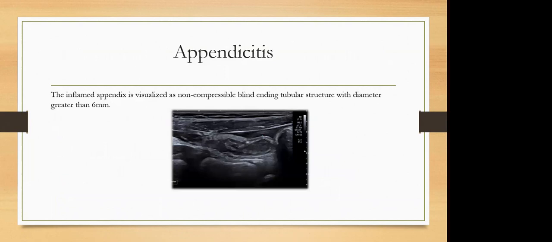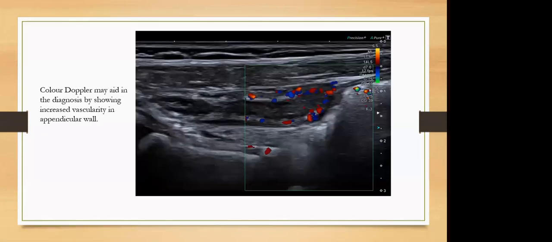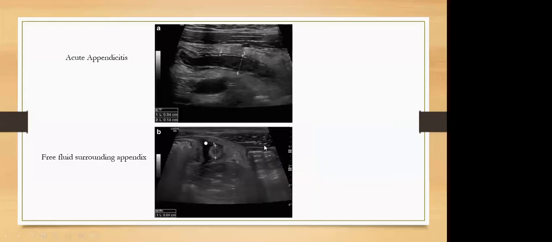So this is an image of acute appendicitis: it's not compressible and the diameter is greater than 6 millimeters. If you put on color Doppler, it shows increased vascularity in the appendiceal wall. And this is another image of acute appendicitis. The diameter is 9 millimeters, and in the transverse you see clearly the fluid surrounding it.